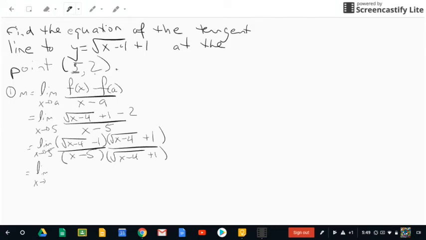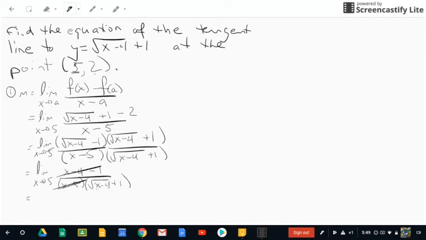And so now we're going to get the limit as x approaches 5. That's going to end up being x minus 4 minus 1 all over x minus 5 times the square root of x minus 4 plus 1 in the denominator. Now, x minus 4 minus 1 is going to be x minus 5. And so we know that this and this are going to cancel each other out. They're going to become 1. And so now if I plug 5 in, bear in mind my numerator is now 1. The denominator is going to end up being the square root of 5 minus 4, which is 1, plus 1, which is 2.